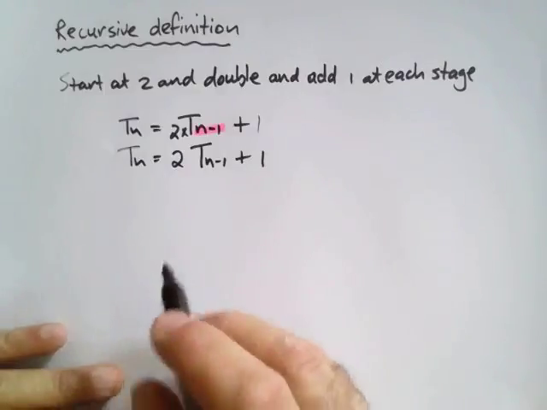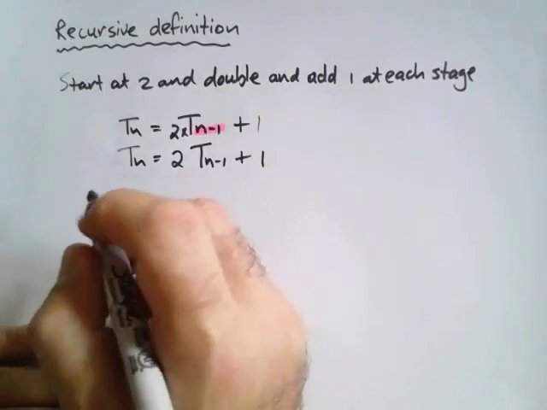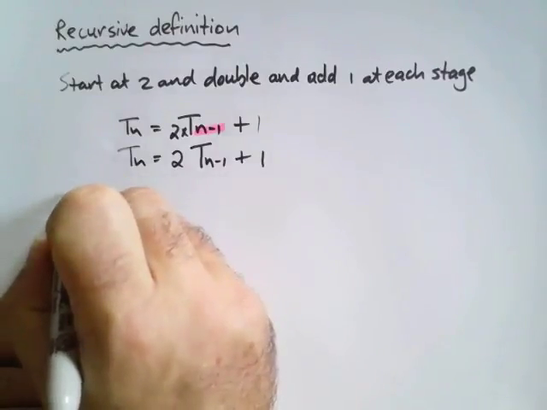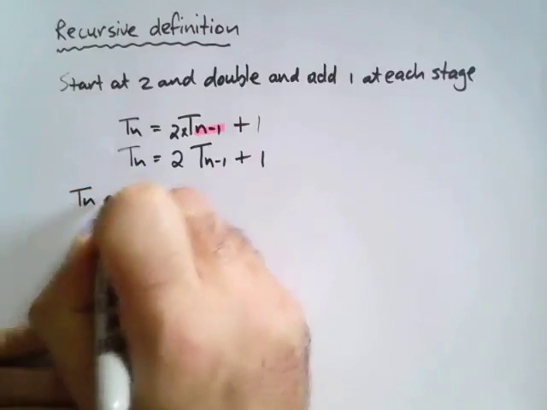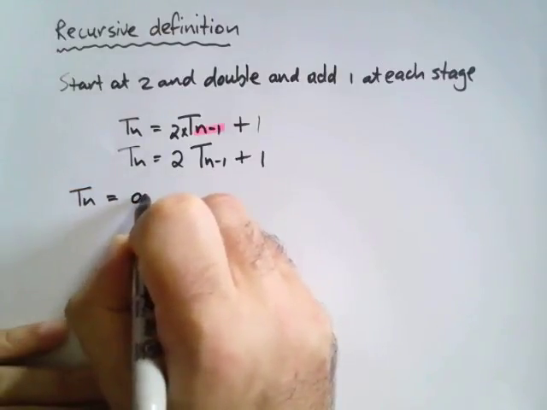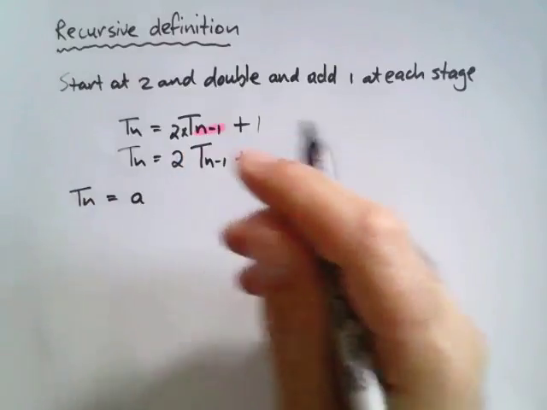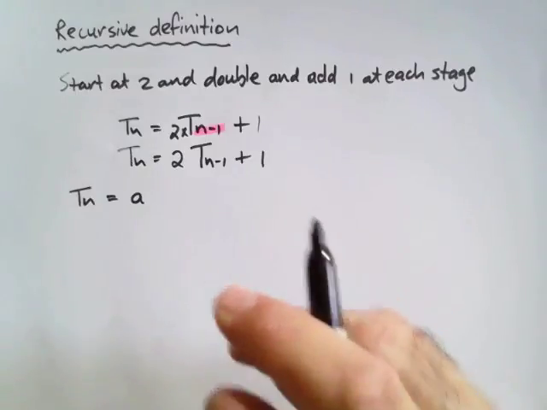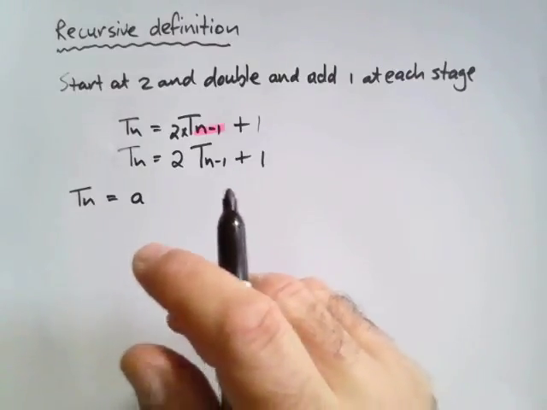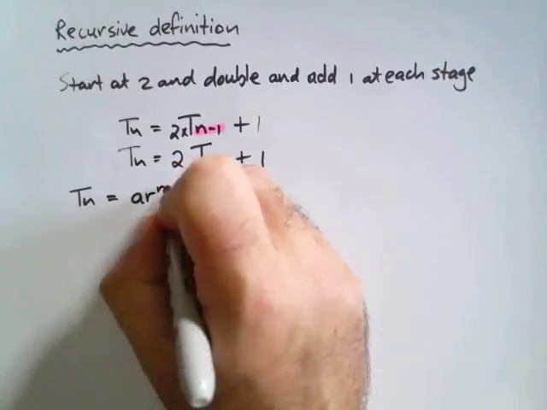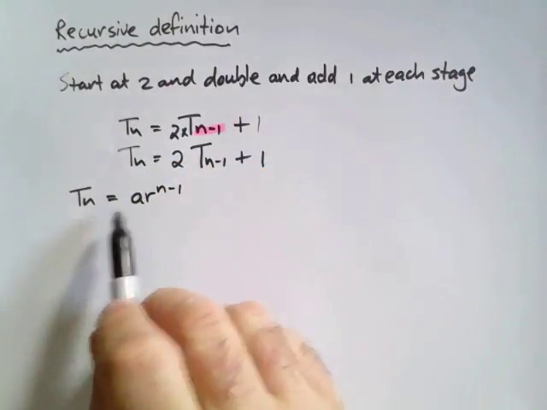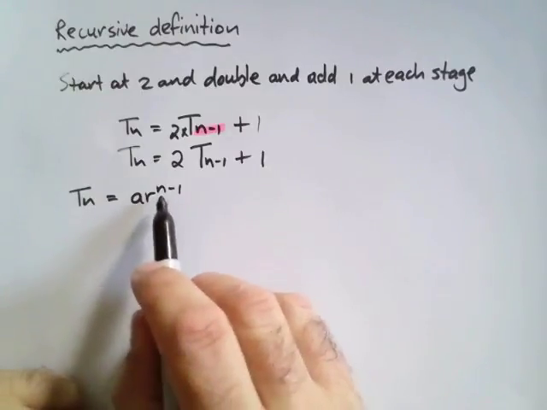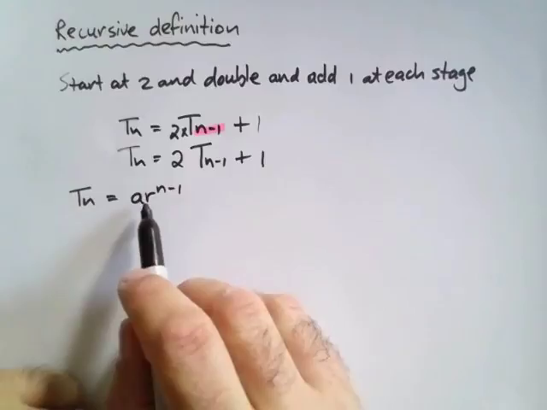We can also rewrite, if you can remember, if I have a geometric sequence, which was Tn equals a times r to the power n minus 1. This geometric sequence was written in terms of the ratio.